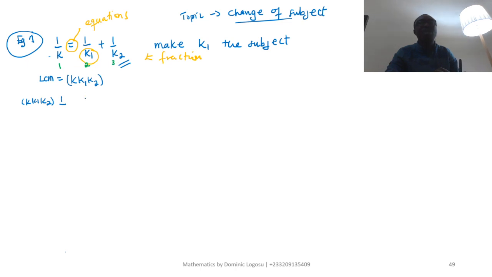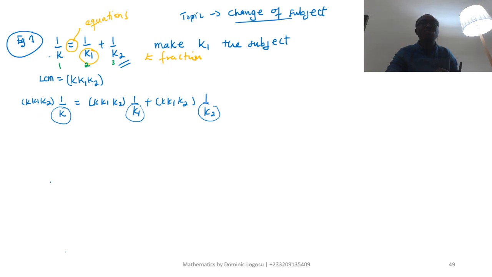I've labeled them with the green ink. So k, k1, k2 will multiply 1 over k, and that will give you k, k1, k2, 1 over k1 plus k, k1, k2, 1 over k2. Now that we've done this is just to help us get rid of the denominators we have. It's to help us get rid of this denominator, and this denominator.